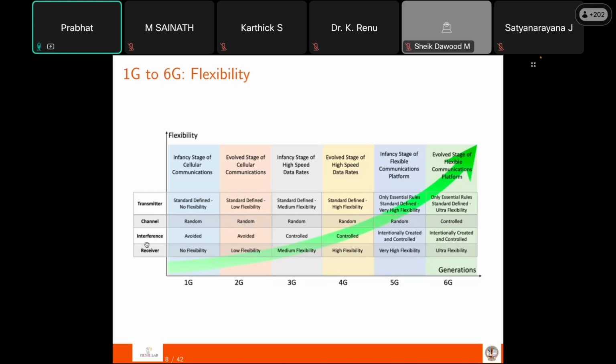Transmitter, channel, interference, and receivers, in these terms, if you analyze the flexibility, we are at 5G also, and we are having a lot of flexibility. The evolution of next generation standards is basically more about how we can have flexibility and control over that flexibility.